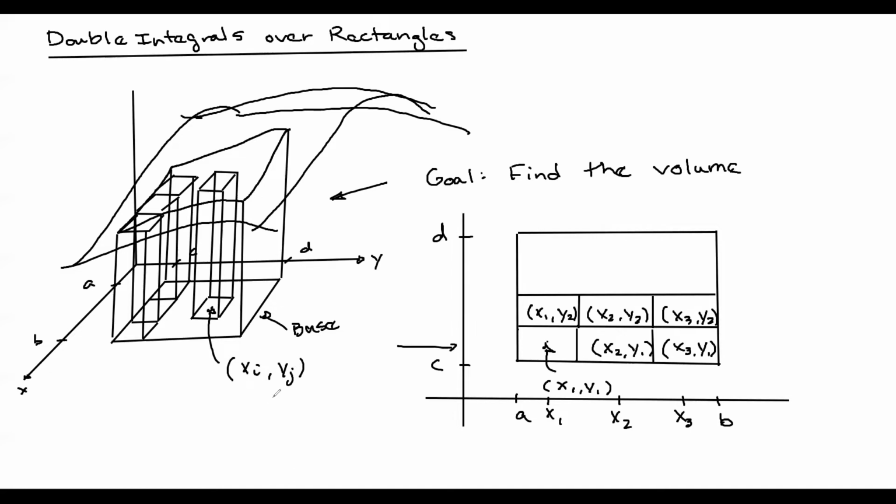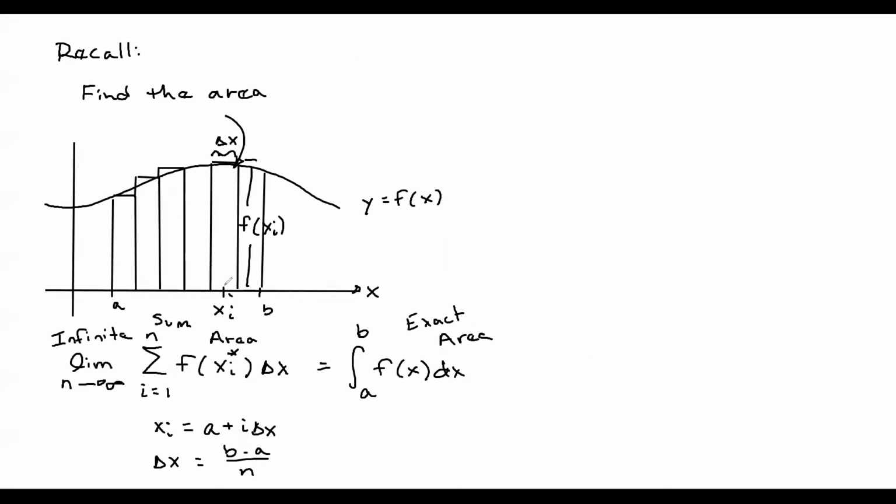Okay. And now the next part, what did we do after we went through and labeled x sub i? Here, we said, all right, the width of the rectangle is going to be change in x, and the height of the rectangle is going to be f of x sub i.